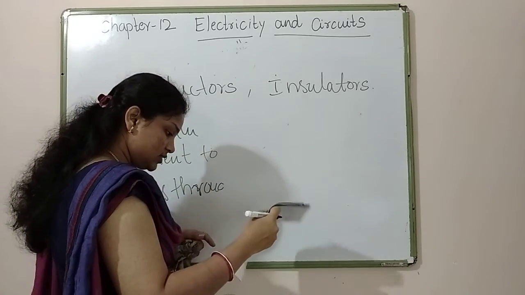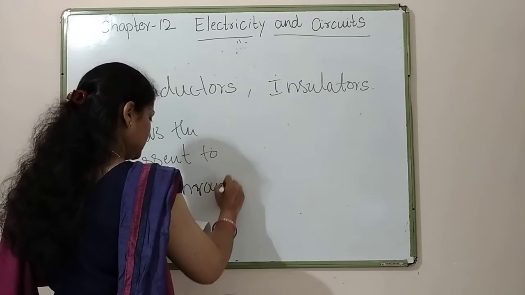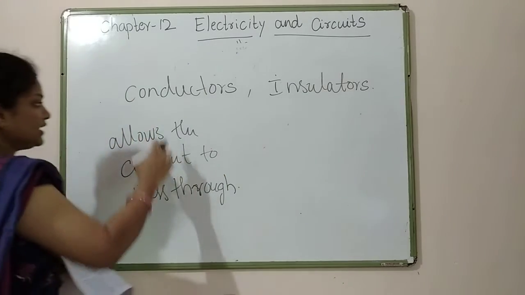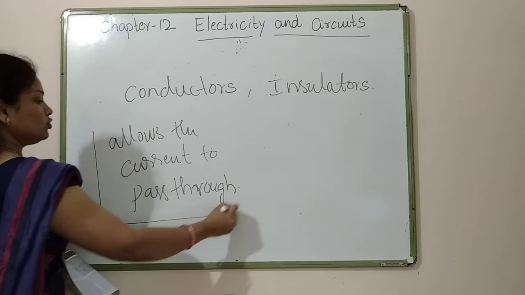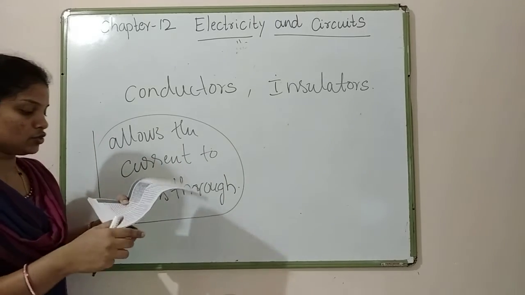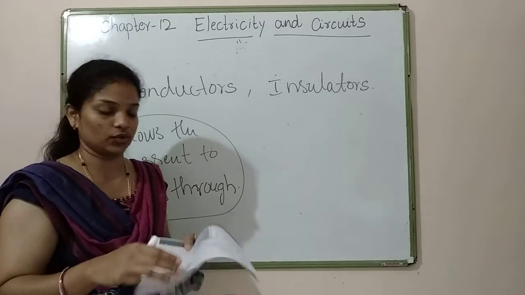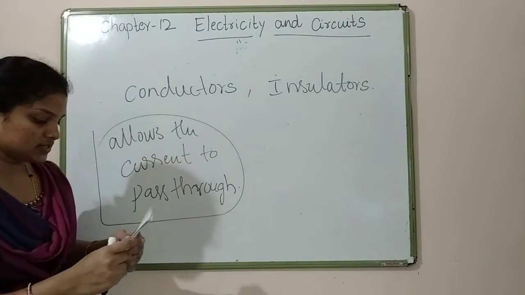So it allows the current to pass through. These are the conductors. Conductor means allow the current to pass through. Conductors allow the current to pass through, and an insulator doesn't allow the current to pass through. Okay, so let us take an example.